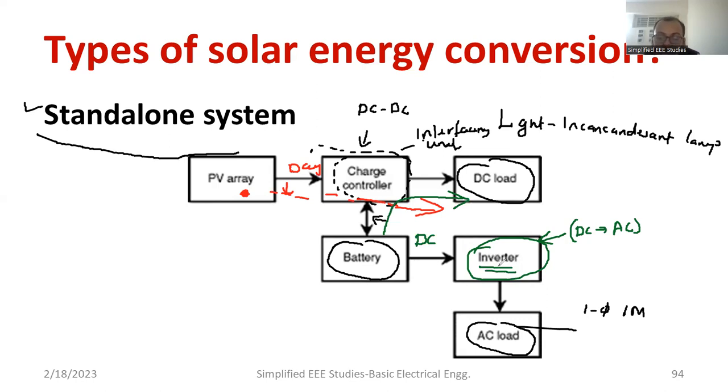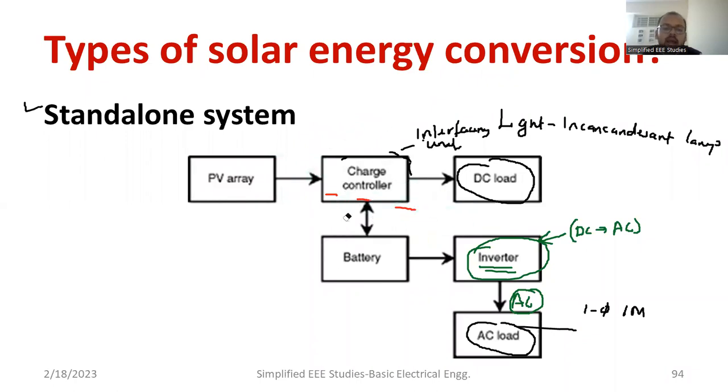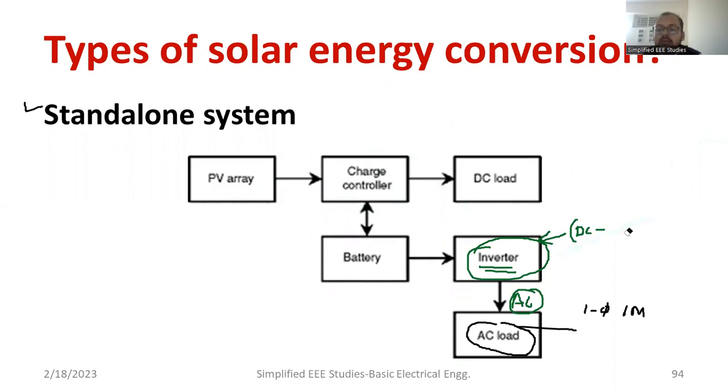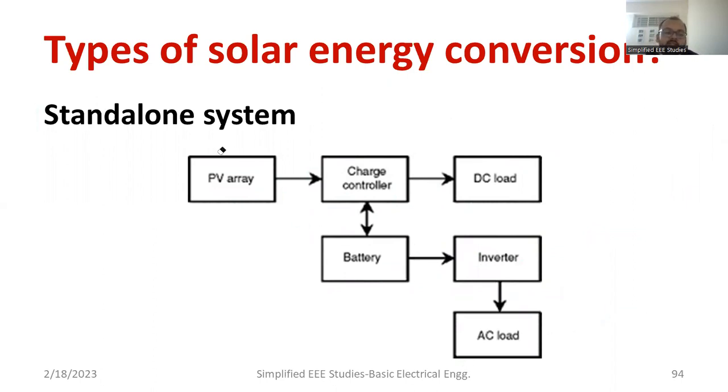So we use an inverter that converts the DC power supply to AC power. AC power will be obtained at the output of the inverter and given to the AC load, so you can satisfy the AC load requirement. In a standalone system, you can satisfy both AC load and DC load. DC load you can operate directly with the help of a charge controller and the PV panel, but whenever you connect an AC load, you require an inverter. This system is known as a standalone system, also known as an off-grid system.